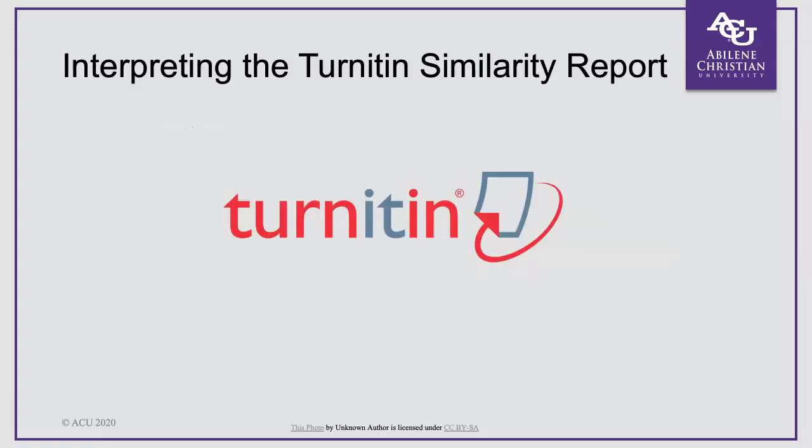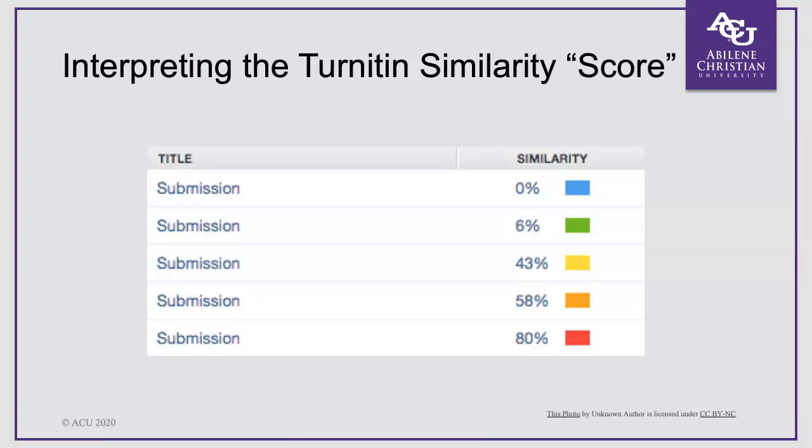Now I'm going to show you how to interpret the Turnitin Similarity report. When you submit a paper to Turnitin, your paper is compared to many databases of academic articles, student papers, and websites to detect if any part of your paper is similar to what others have already written. Then it provides you with a Turnitin Similarity report. First, Turnitin gives each paper a similarity score, which is represented by a percentage and color. Blue goes with 0% similarity, green for up to 24%, yellow for up to 49%, and so on.